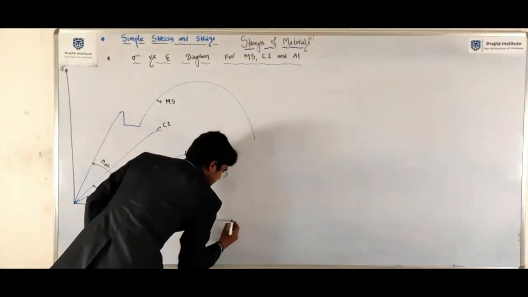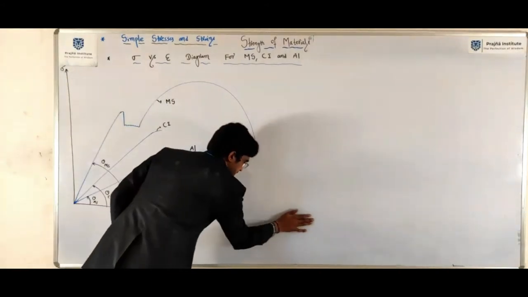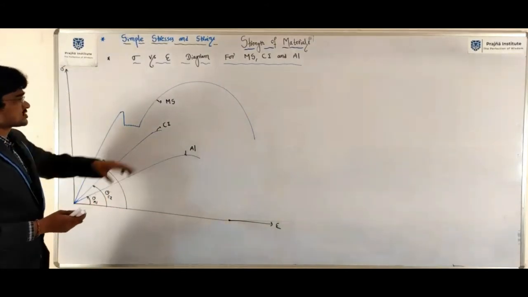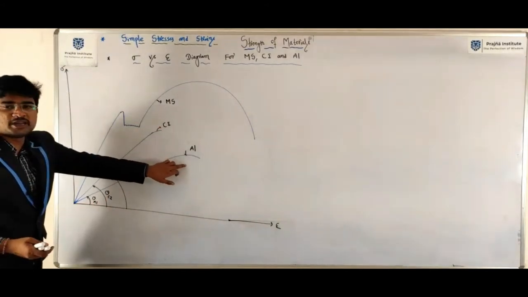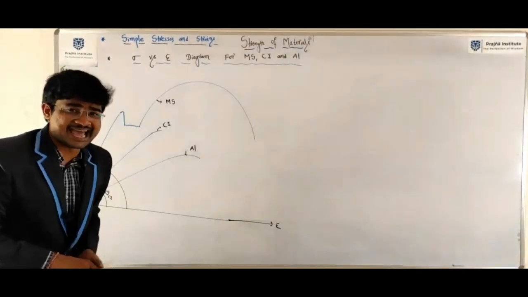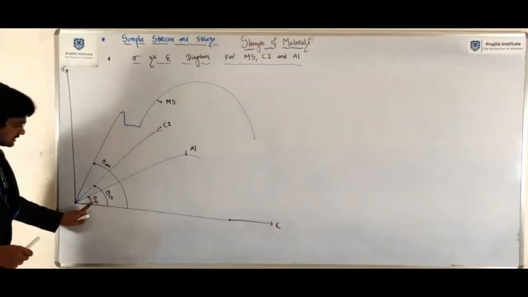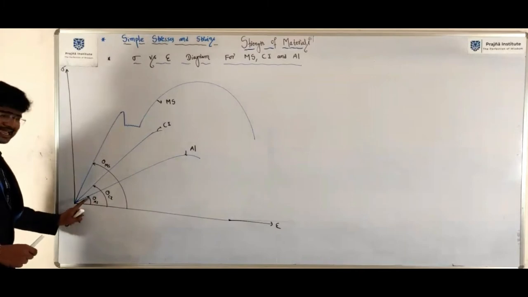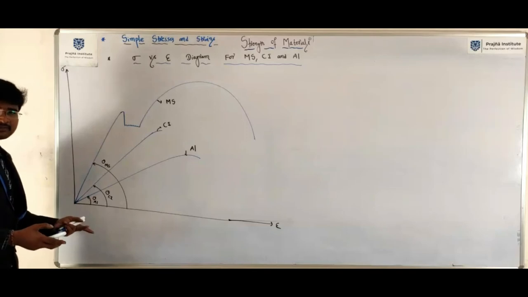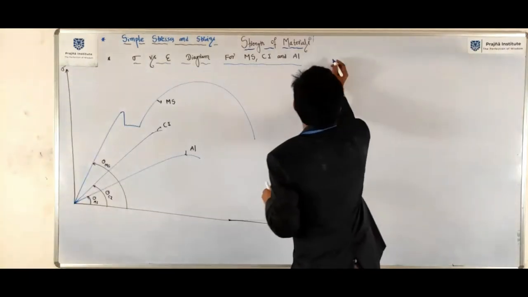Stress versus strain diagram. You have done the tensile test for mild steel, cast iron and aluminium, and finally you got a beautiful graph, the stress versus strain diagrams. Just we are observing all three diagrams. Here theta is the angle made by this inclined line, and tan theta is the slope of the line. Now see this. From here, what do you observe?